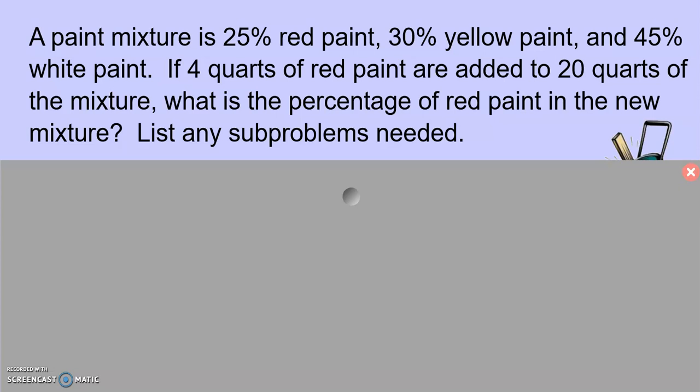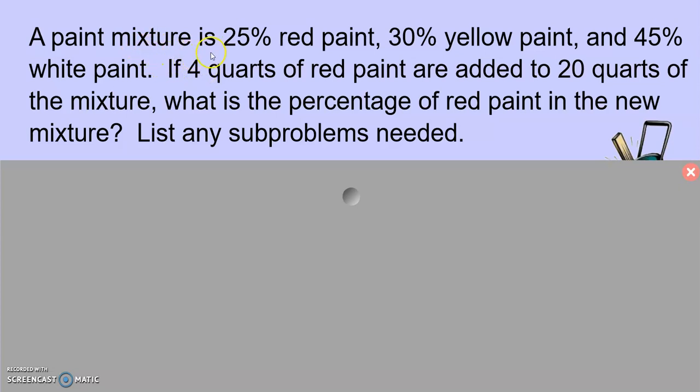This is a problem that's like a mixture problem. We're going to see a few of these coming up the next couple days. So I think this one is a really good one to help start us in thinking about how to work with these types of problems. So let's say I have a paint mixture that is 25% red paint, 30% yellow paint, and 45% white paint. That would make some sort of light orange maybe.